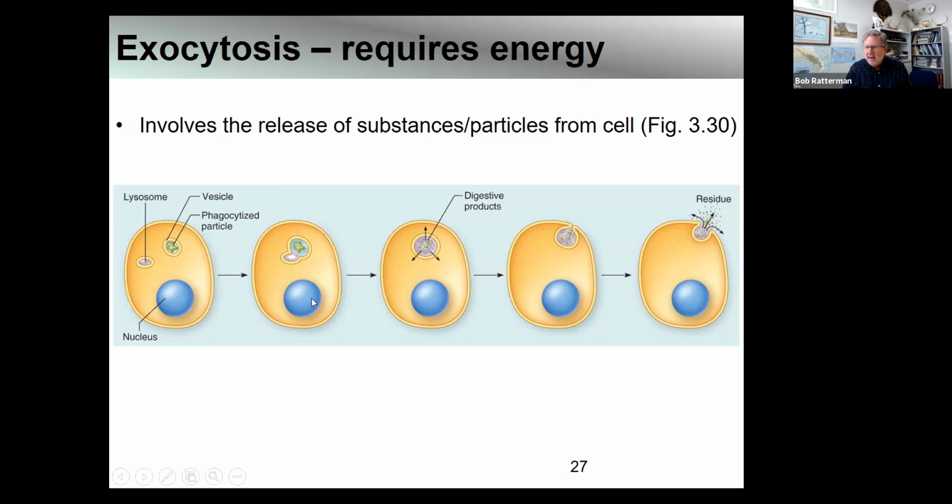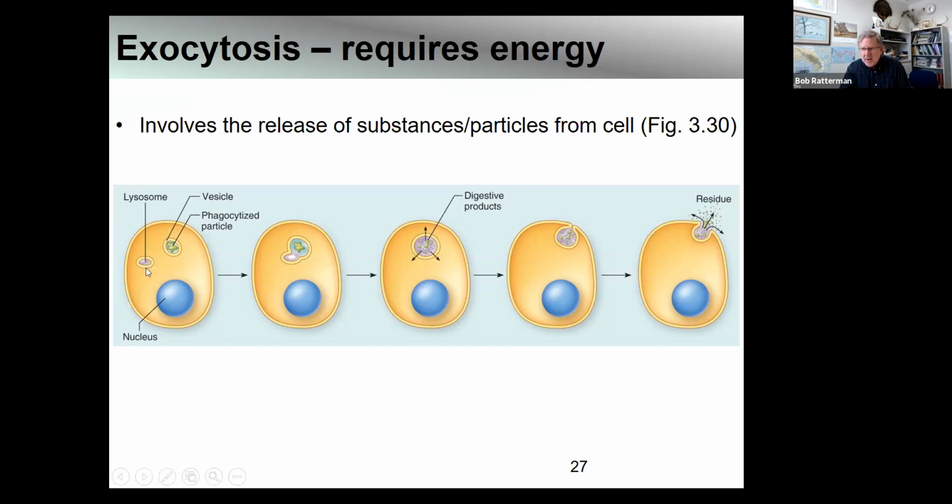So let's pretend here's our recently phagocytized particle that we just brought in via endocytosis. Okay, there's our food, if you will, quote unquote, that the cell somehow is going to make use of. So your question was, how does the cell use that recently phagocytized food? Here's how it can do that.